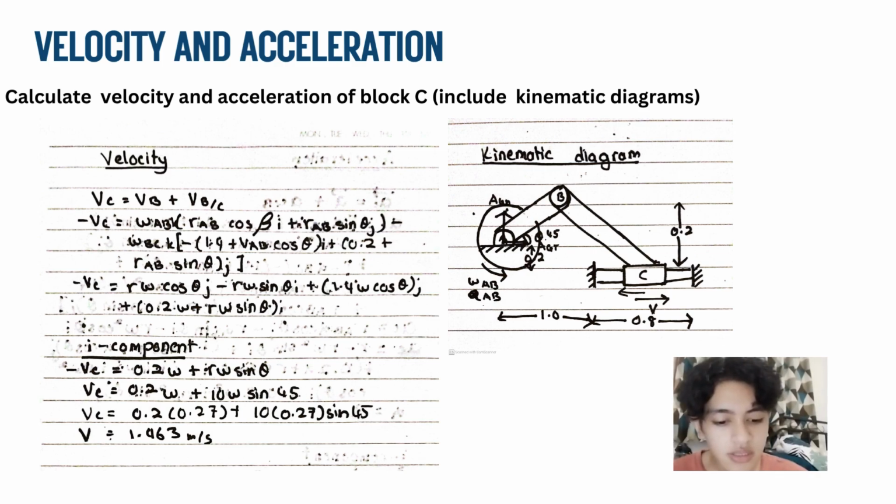Then we use the same formula and we get the answer. And if you wonder why the i component, as I have explained before, the block C moves horizontally, so the i component is the suitable way to use. So we get the velocity, which is 1.963 meter per second.